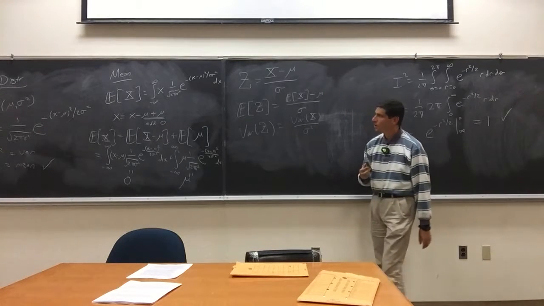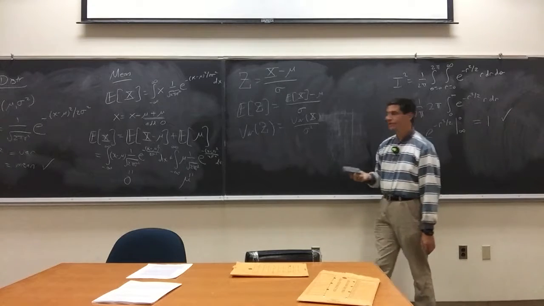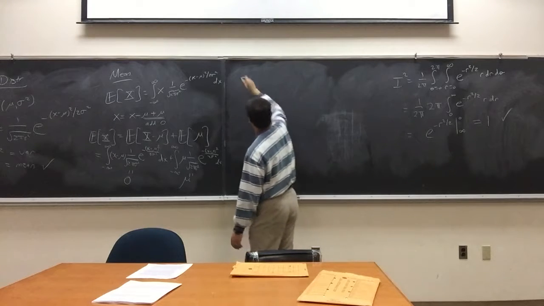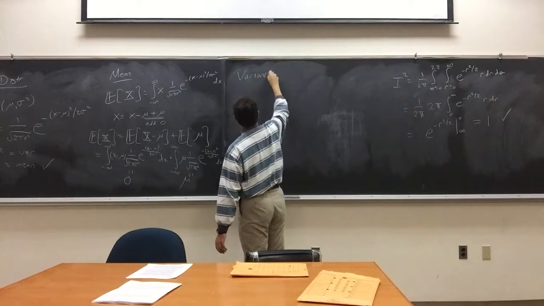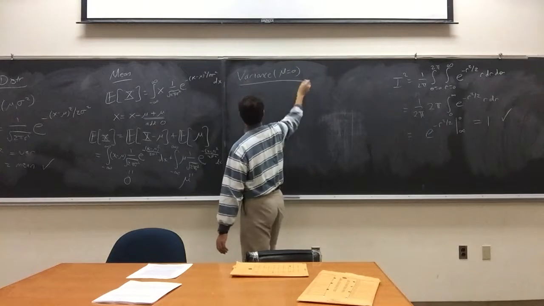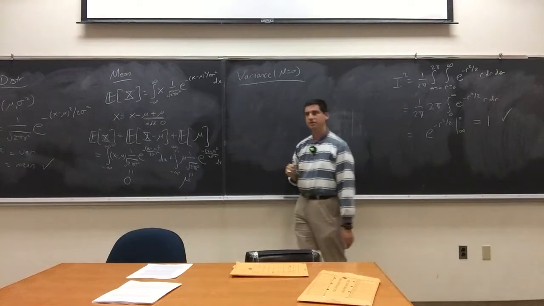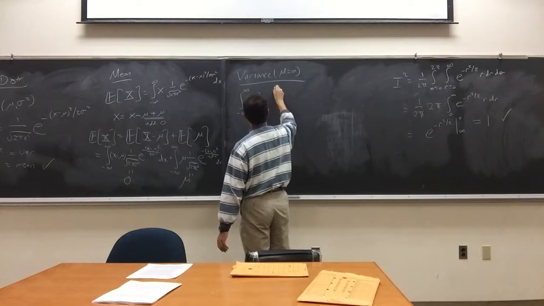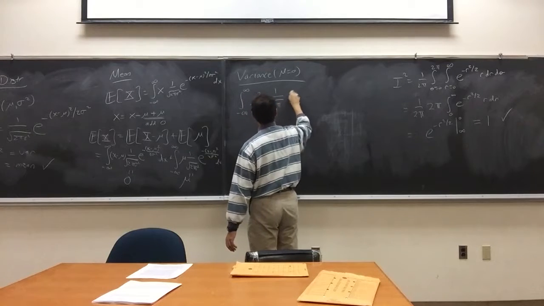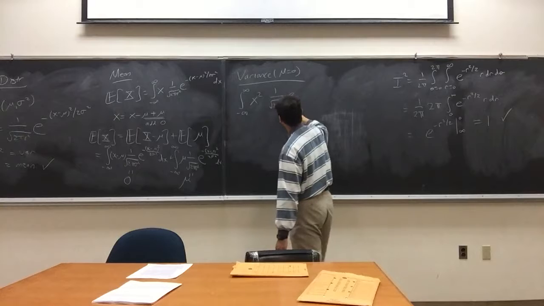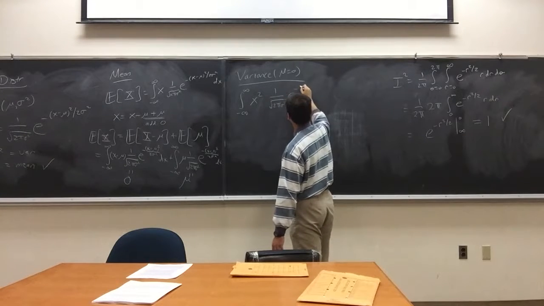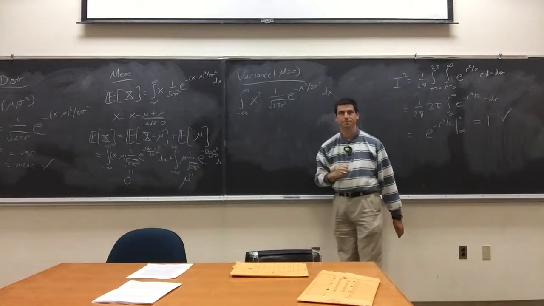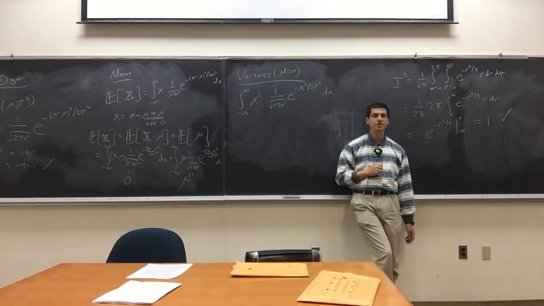Okay. Now we want to calculate the variance. The variance is a little bit more involved. I'm going to do the special case when mu equals 0 just to make life simpler. So I want to calculate the integral from minus infinity to infinity of x squared times 1 over the square root of 2 pi sigma squared, I keep dropping that today, e to the negative x squared over 2 sigma squared dx. We need to do this integral.